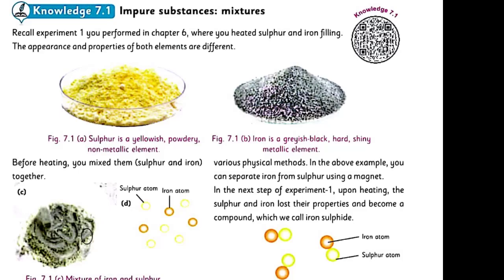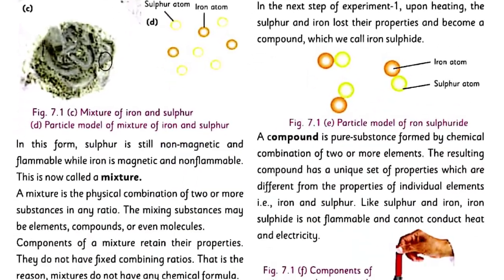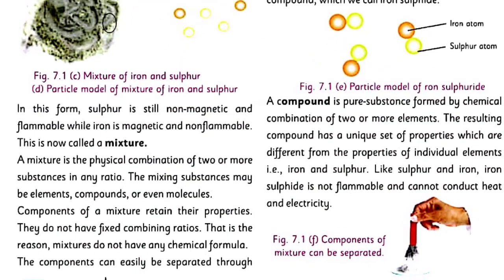Before heating, you mixed them together. Figure 7.1: Mixture of iron and sulfur. Particle model of mixture of iron and sulfur. In this form, sulfur is still non-magnetic and flammable while iron is magnetic and non-flammable. This is now called a mixture.